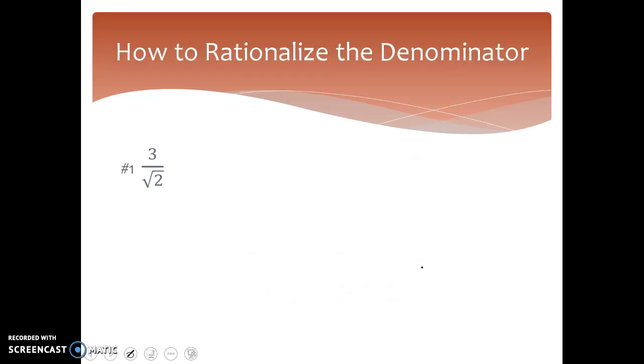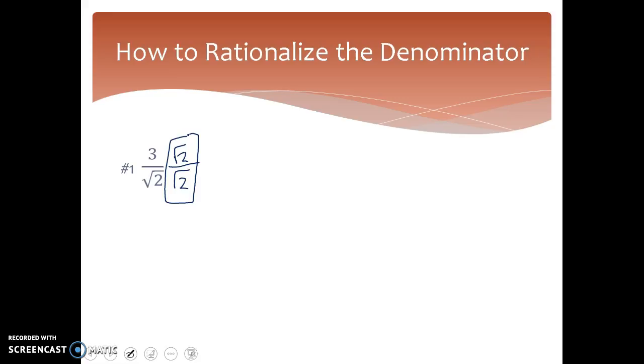So let's talk about how to do this. If we have something simple like 3 over the square root of 2, we have to get rid of that square root of 2. So what I'm going to do is multiply both the top and the bottom by the square root of 2. We know we can do that because the square root of 2 over square root of 2, that's just 1. So I'm multiplying by 1, and anytime I multiply by 1, the fraction or the number doesn't change, it just stays the same. But it's going to be in a different form.